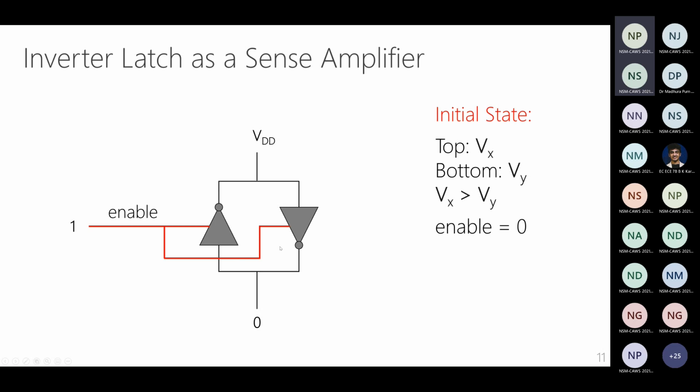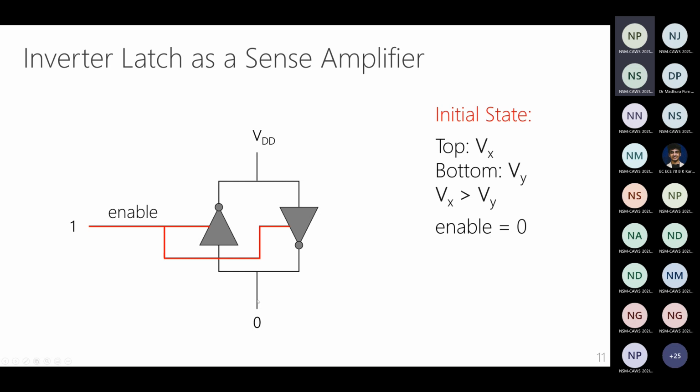Now in this state, as we described previously, this circuit is stable. This VDD is feeding this inverter, which is feeding a zero here, and this zero is feeding this inverter, and this inverter is feeding a VDD here. So as long as this is enabled, we'll be in this stable state. Of course, if we start with a state where Vx is less than Vy, the top is going to go to zero and the bottom is going to go to VDD. That's the other stable state.